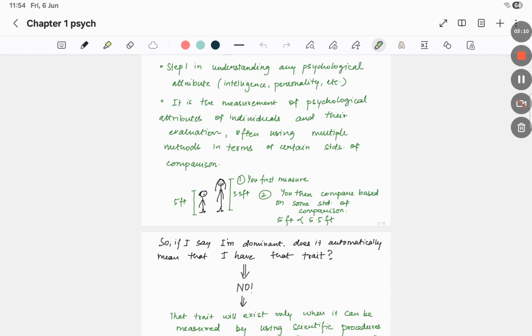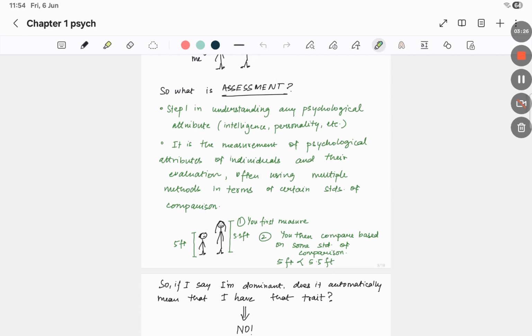And then you compare based on some standard of comparison. When I use an inch tape, we see that 5.5 feet is greater than 5 feet. So that is our standard of comparison. The inch tape, the scale, is our standard of comparison here. So that is how we know that she is taller than me. But now how do we do this for psychological attributes? So we use multiple methods in terms of certain standards of comparison.